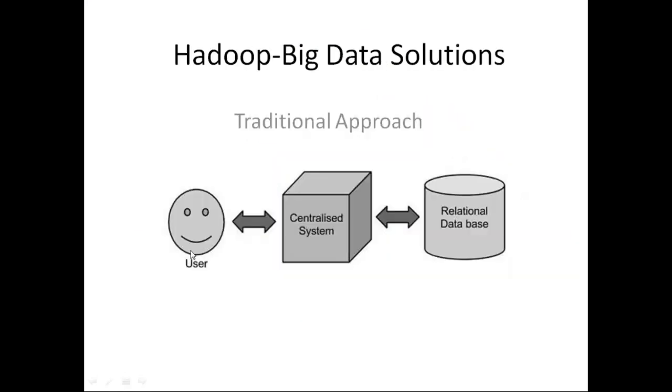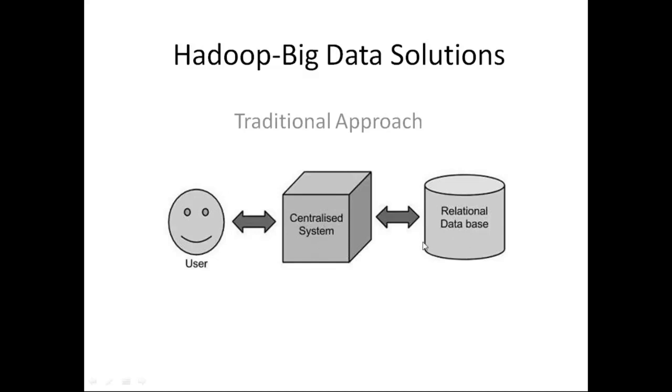Okay, now let us try to understand how the GFS, which was released, worked. But before that, let us try to understand what the traditional approach is. The traditional approach is a centralized system. When I say traditional approach, I'm talking about an RDBMS system, right? So here you have an RDBMS, and a user interfaces with the system.